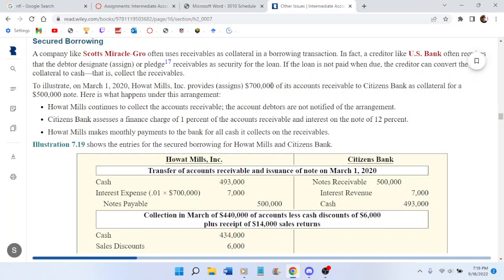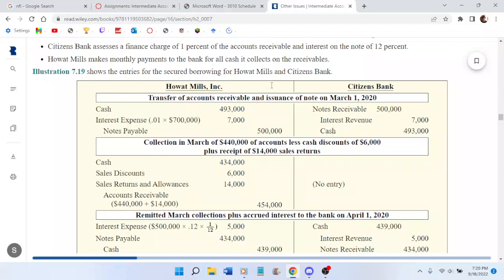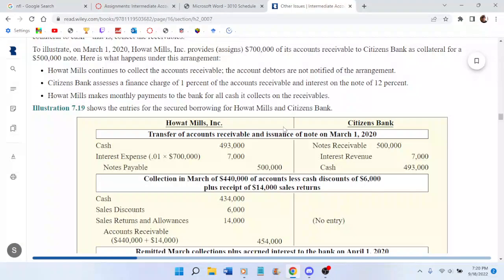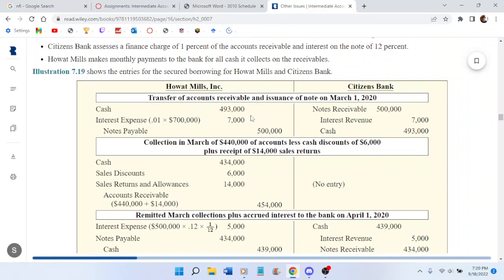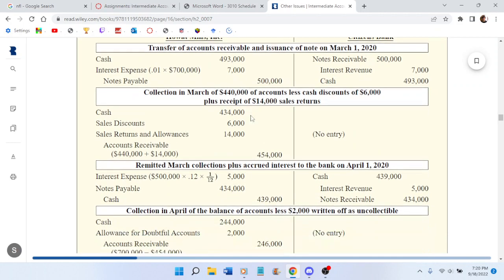So if the loan is not paid when due, the creditor can convert the collateral to cash or collect the receivables. The company debits cash. So they received a loan that was worth, apparently, $500,000. The interest expense is this. Notes payable. Now what?